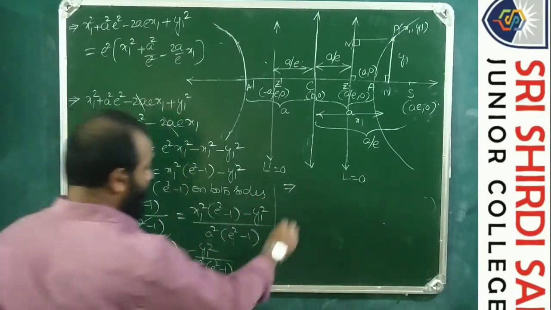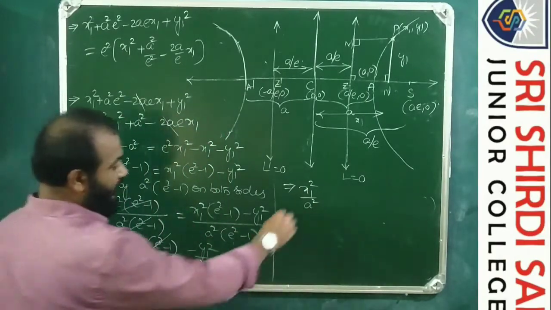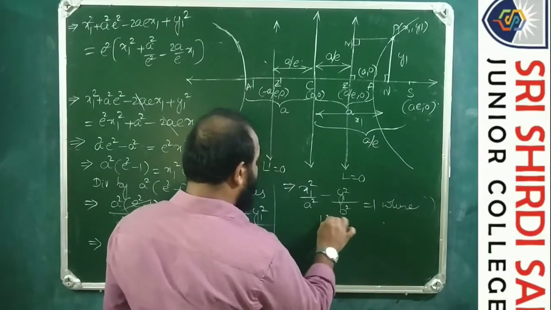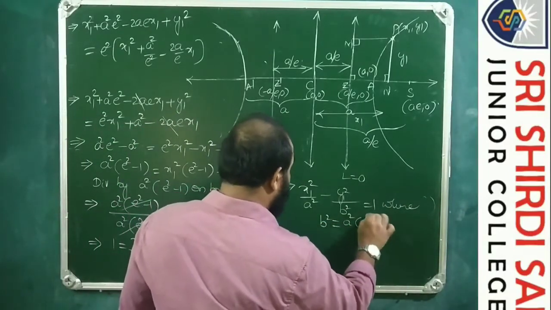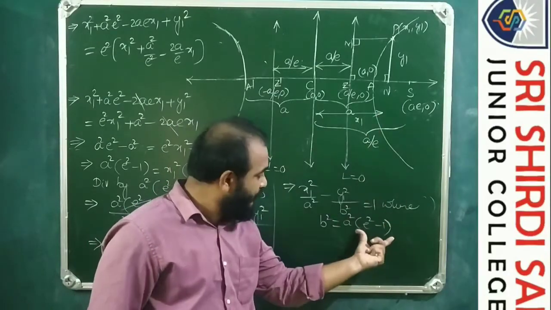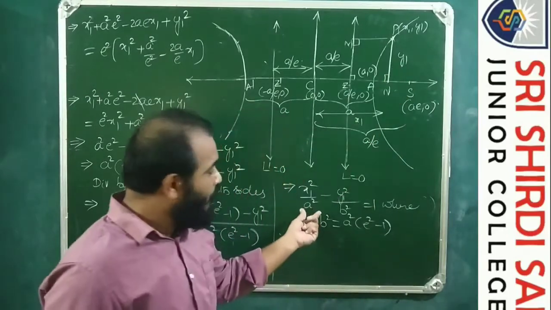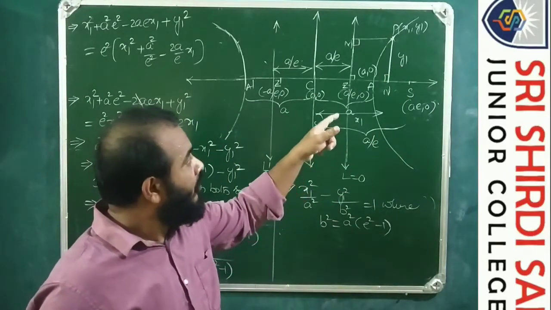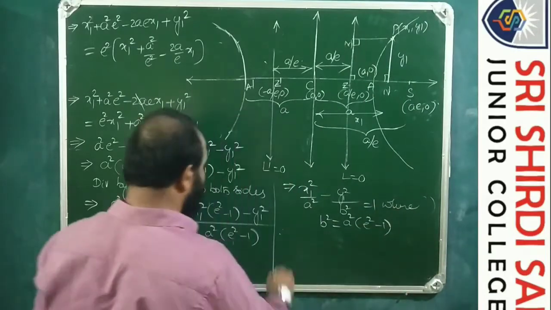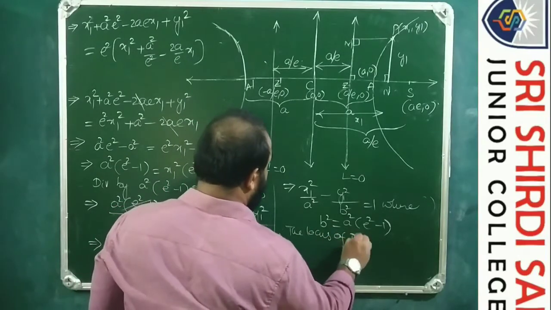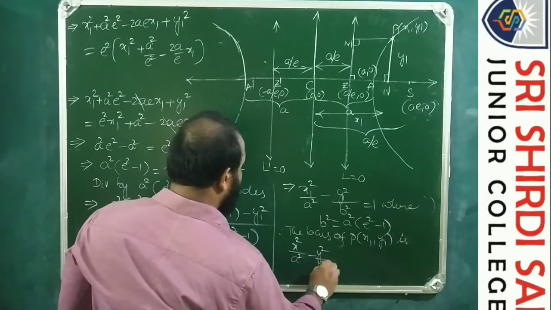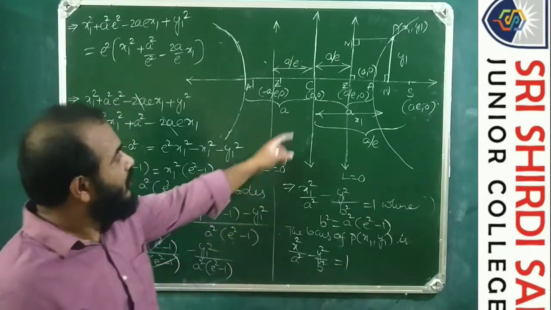This implies x1 square by a square minus y1 square by b square equals 1, where b square is equal to a square into e square minus 1. Remember, this b square equals a square into 1 minus e square is what we got earlier in ellipse, but here e square minus 1 we get. This point is the path of one point in the plane. So all such points, if you want the equation, then the locus of P(x1, y1) is x square by a square minus y square by b square equals 1. This is the equation of the hyperbola.